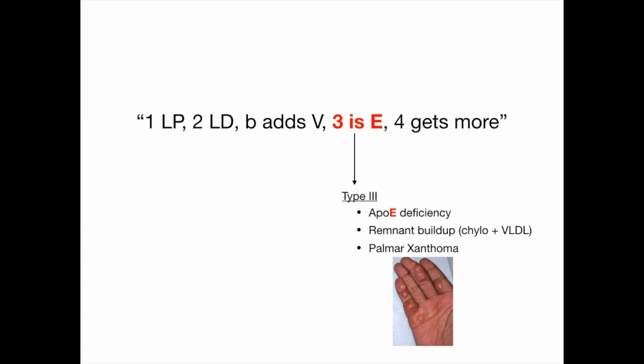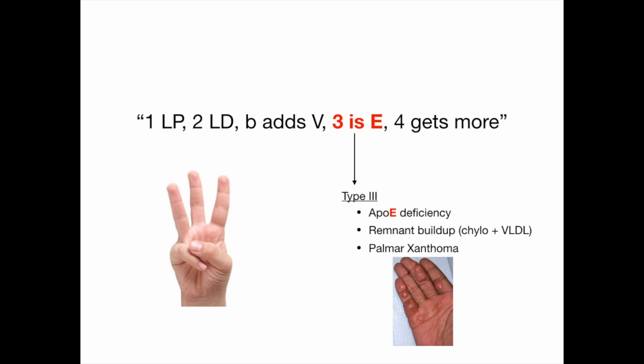Now, the high yield finding for type 3 is a palmar xanthoma. So just like we saw xanthomas on the Achilles in type 2, in type 3, we see them in the palm. So look at this picture. Little fat deposits in the palm of the hand. So how do you remember this, right? You already know that 3 is E, so you know it's an ApoE deficiency building up chylomicrons and VLDL because of problems with remnant reuptake. But how do you memorize the palmar xanthomas? How do you know the high yield finding? Well, because 3 is E, I want you to think of a hand giving the number 3.